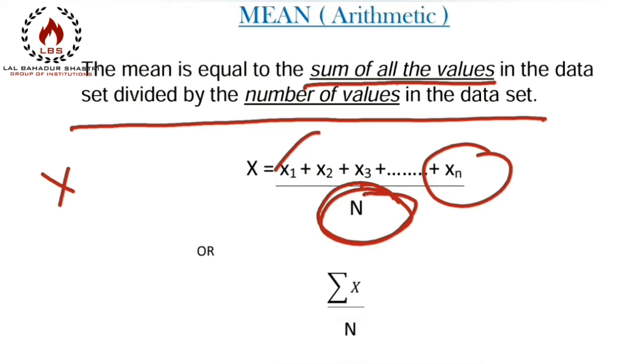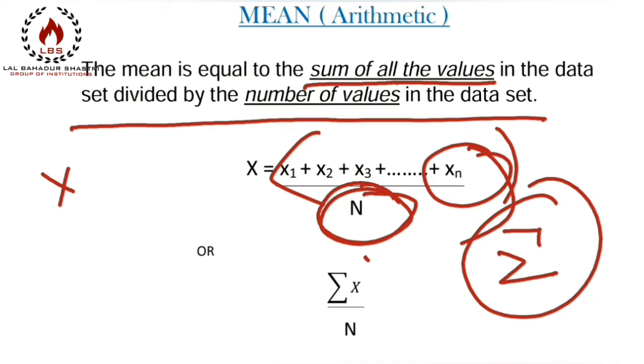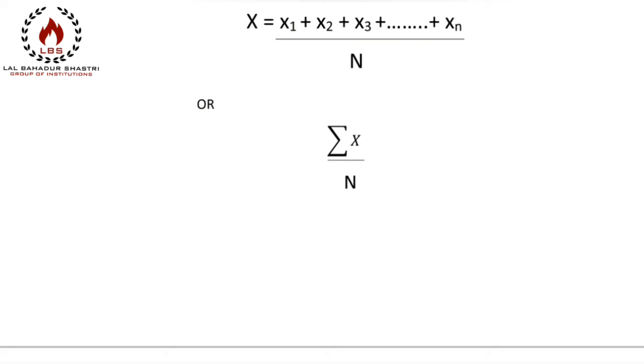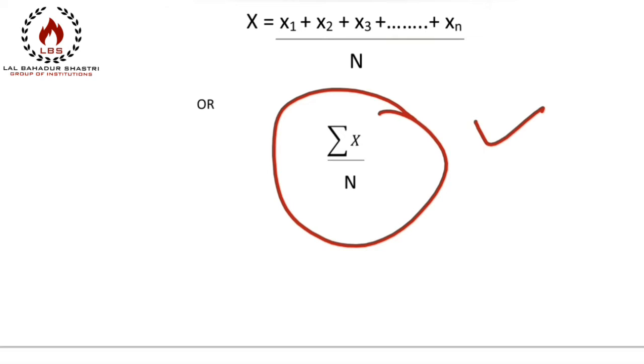So writing this completely is not necessary. You can denote this complete portion by this symbol. This is called sigma. Sigma is the summation of x1 plus x2, summation meaning add up, x1 plus x2 plus x3 plus dot dot dot up to xn. So you can use this formula in place of this. This is not necessary at all. Sigma x divided by n.